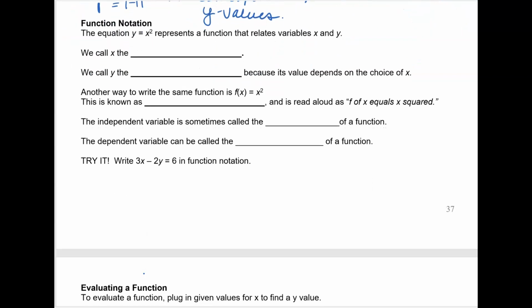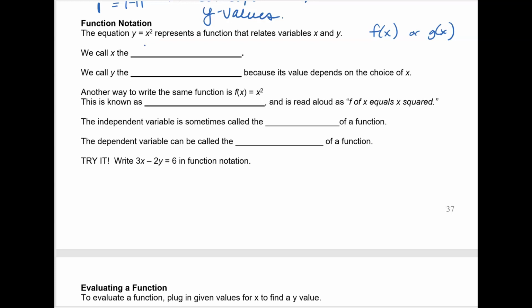You may have seen function notation before. Function notation is anytime you see something like f, we call this f of x or g of x. But let's start at the beginning. If we have this equation, y equals x squared, it represents a function. We did this example earlier that relates these variables x and y.